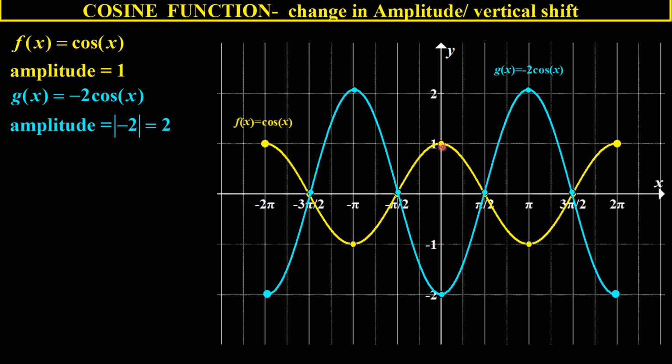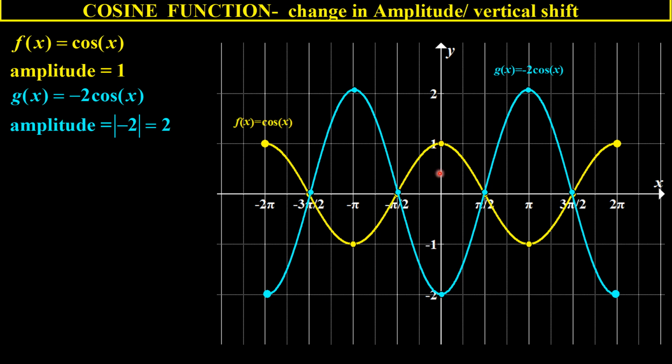So the yellow one there first decreases. The blue one starts increasing again first. Okay? And here the amplitude is the absolute value of negative 2, which is 2. Amplitude is always an absolute value. It's always a positive value. So this is what we have there.